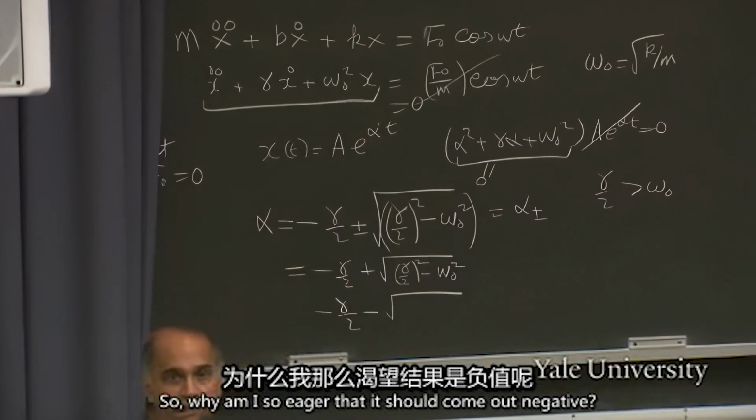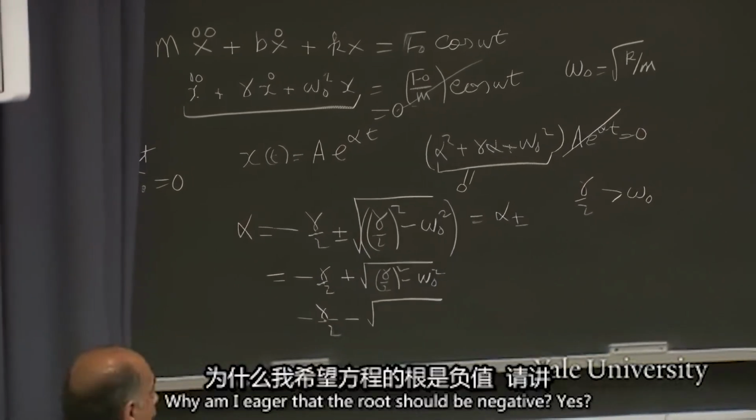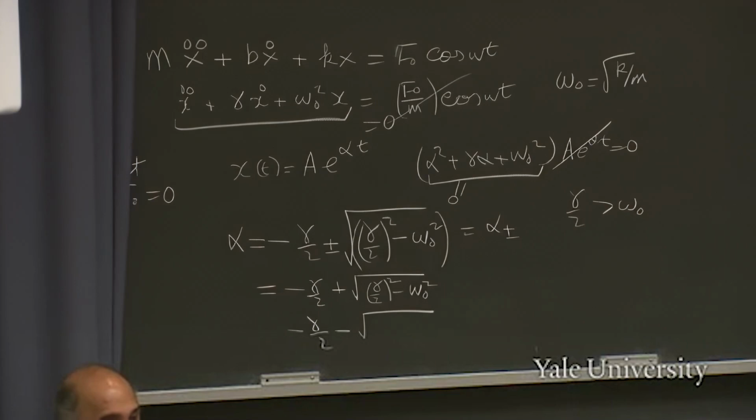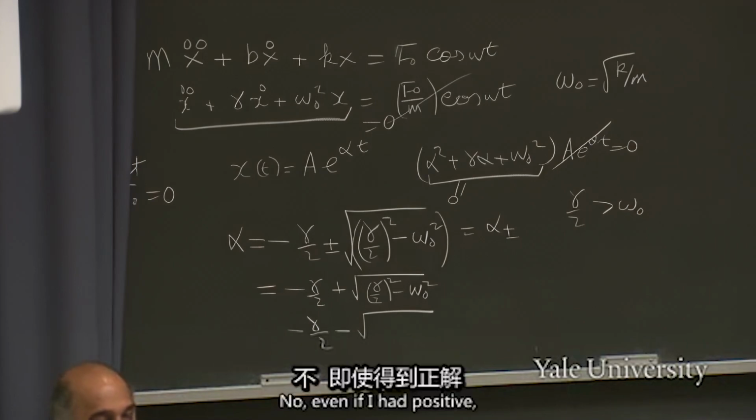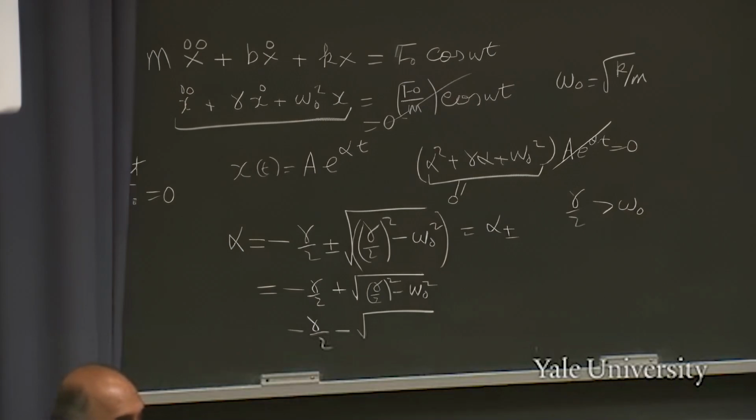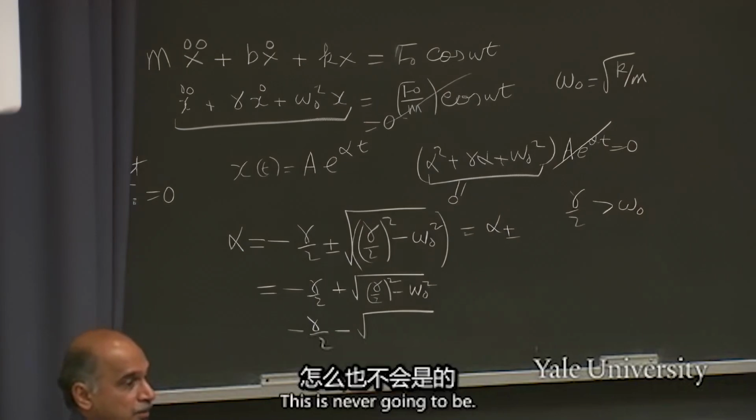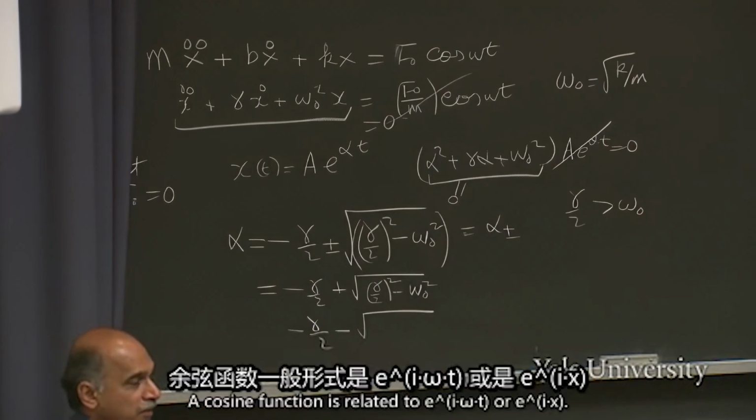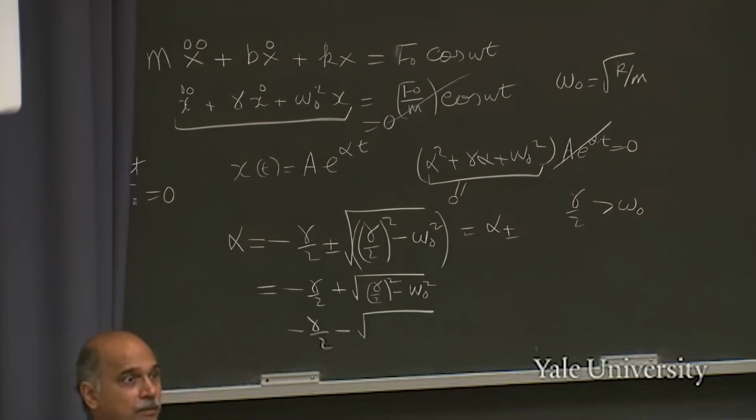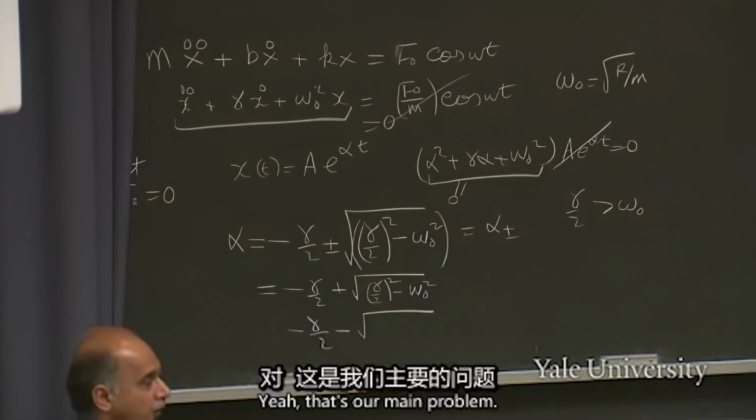So why am I so eager that the roots should be negative? Yes? So when you take two derivatives, it gets the function. No, even if I had positive, if I took two derivatives, it will work out. Yes? Because if alpha is greater than 1, then the e won't converge to cosine. Won't converge to what? The cosine function. This is not a cosine function. This is never going to be. Cosine functions are related to e to the i omega t or e to the i x. These are all real exponentials. Yes? If alpha is positive, as t goes up, x will go to infinity? Yeah, that's our main problem.